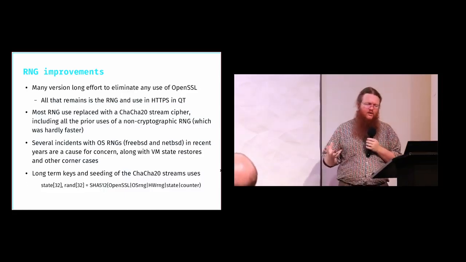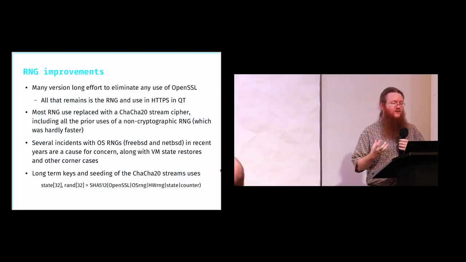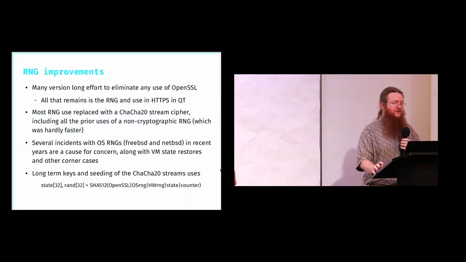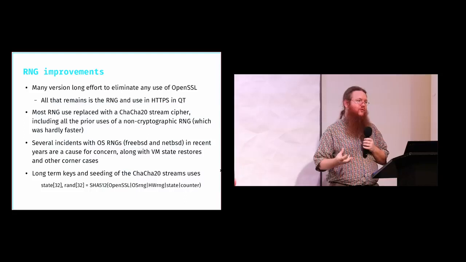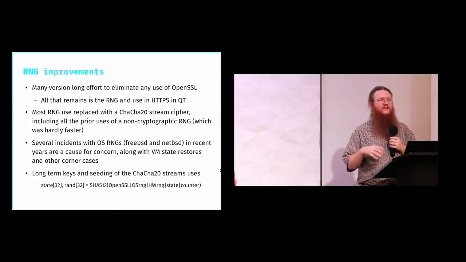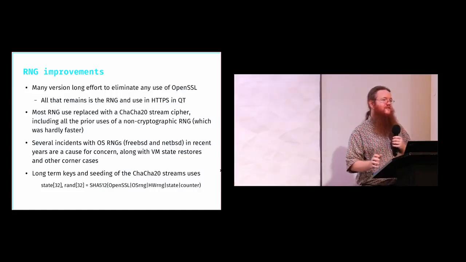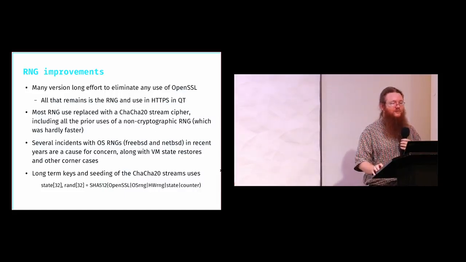And one of the things that we're concerned about in this design is that there have been, in recent years, issues with operating system random number generators. Both FreeBSD and NetBSD have shipped versions where the kernel RNG gave numbers that were not random. And also, on systems running inside a VM, there are issues where you snapshot a VM and then restore it, and then the system regenerates the same random numbers it generated before, which can be problematic.